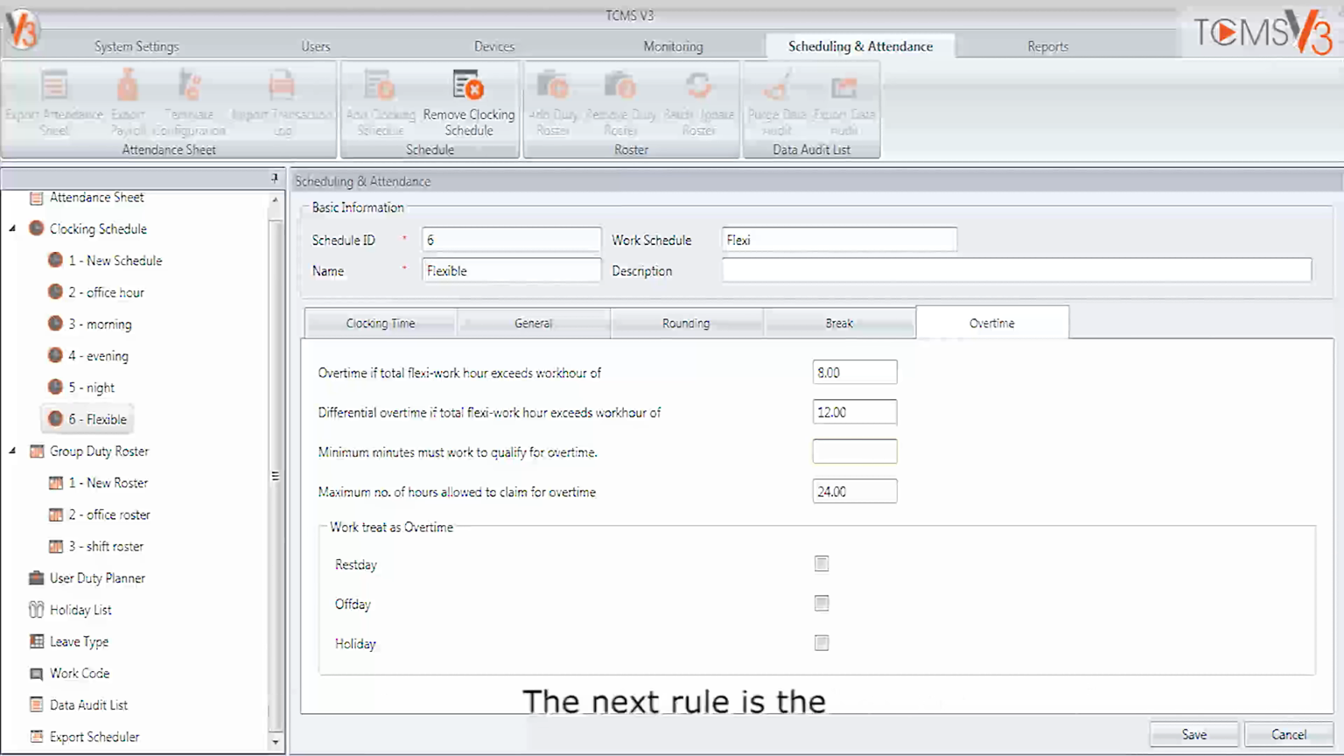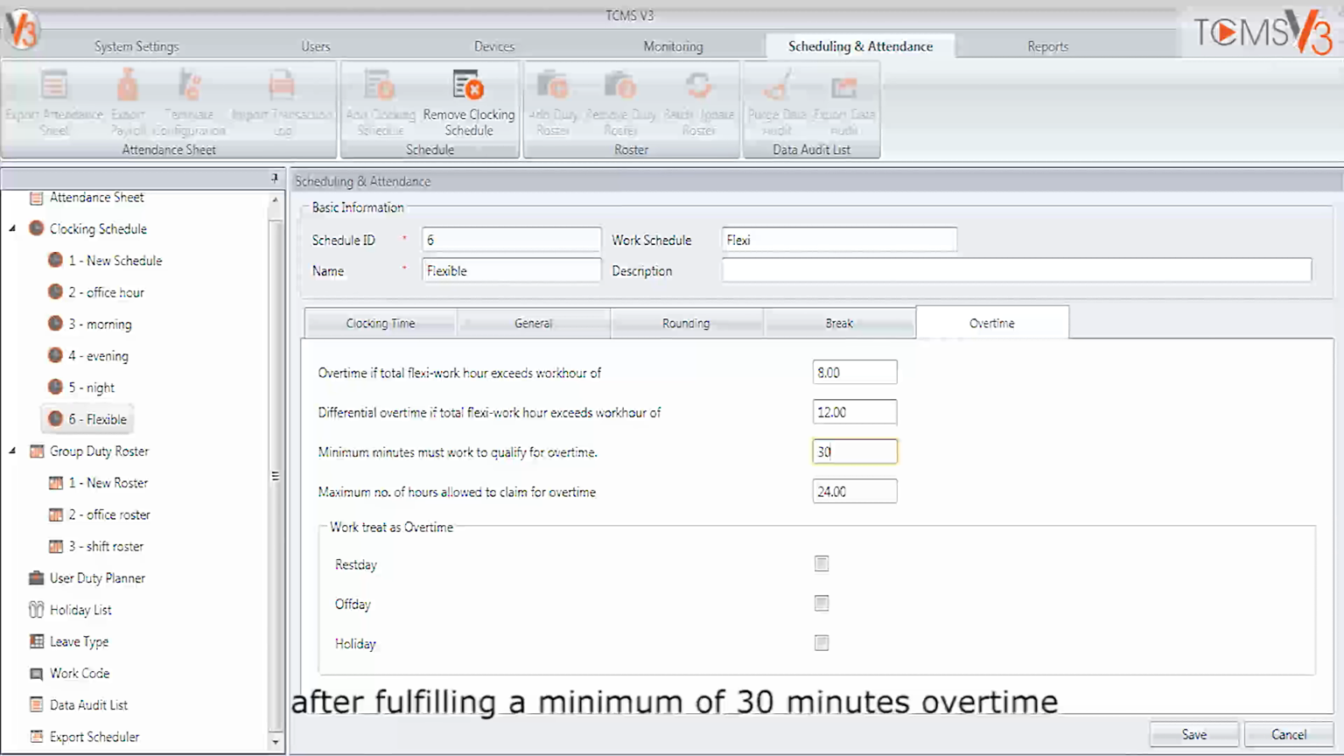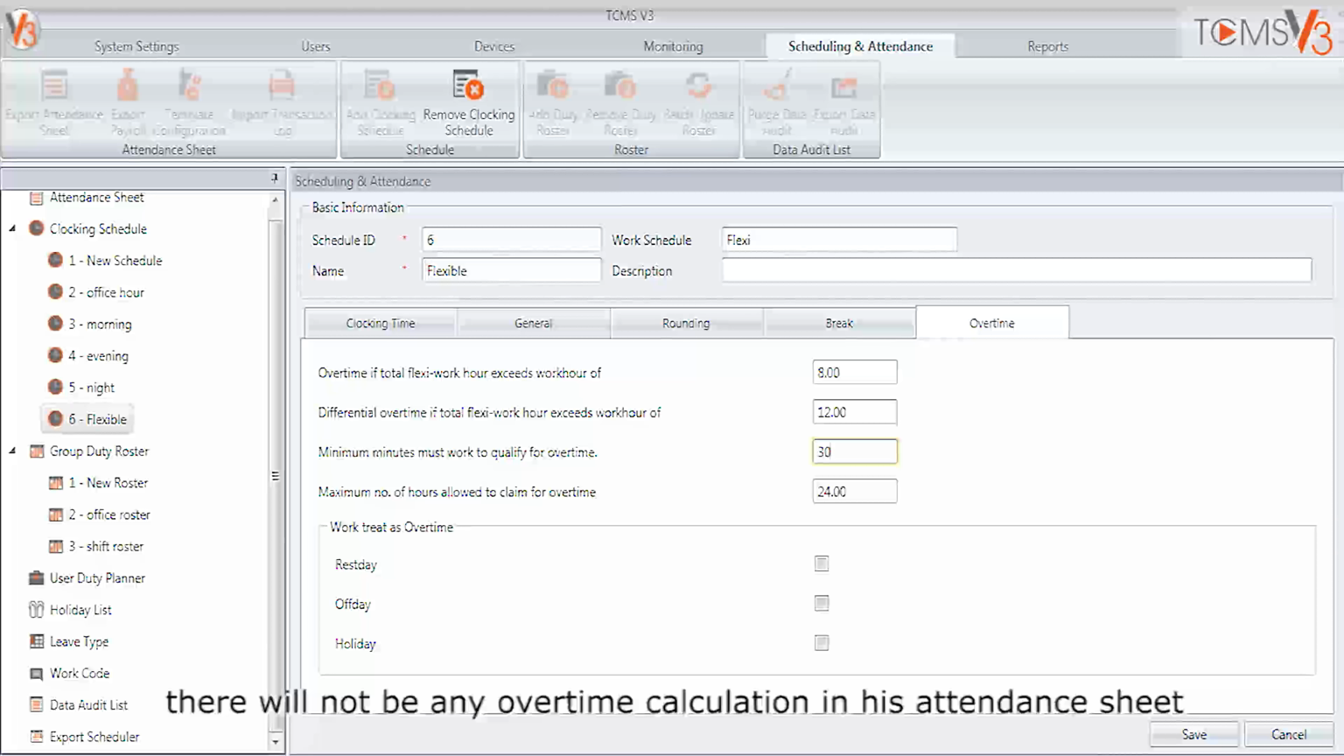The next rule is the minimum minutes must work to qualify for overtime. By setting this option to 30 minutes, for example, the employee will only be paid and rewarded with overtime pay after fulfilling a minimum of 30 minutes overtime. Hence, if a user does 20 minutes overtime, there will not be any overtime calculation in his attendance sheet.